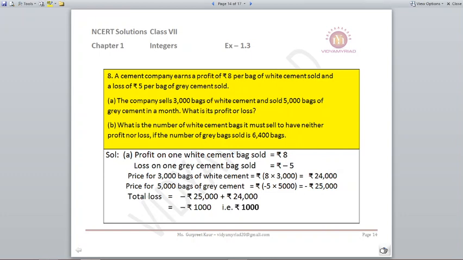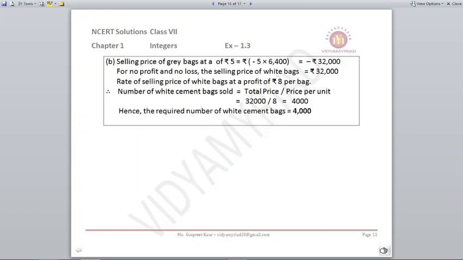B part. What is the number of white cement bags it must sell to have neither profit nor loss if the grey bags sold are 6400 bags? So let us see. The selling price of grey bags was minus 5. Grey bags are sold at minus 5. Multiply by 6400 bags, you got the answer as minus 32,000.